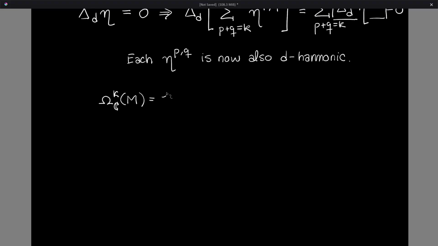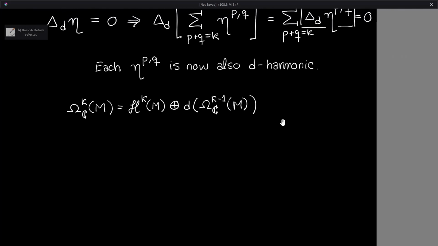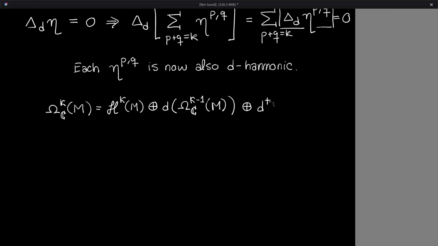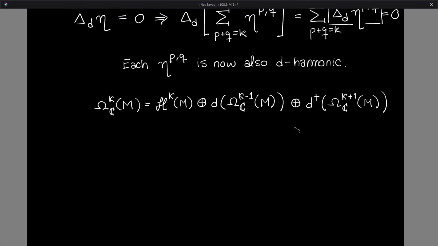So this is equal to the harmonic forms. So this is just the Hodge decomposition. H^k(M) plus d of Omega^(k-1) plus d dagger of Omega^(k+1) of complex forms. Sorry, this should be k minus 1, because d increases the degree, and d dagger should be the one with the k plus 1. Right, so this is just regular Hodge decomposition.